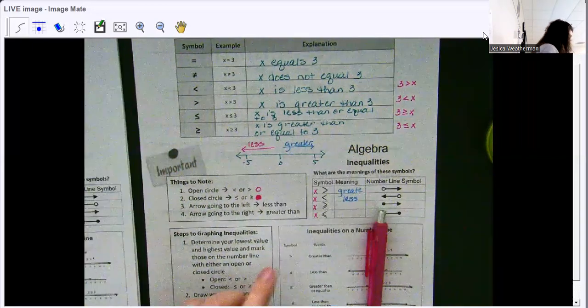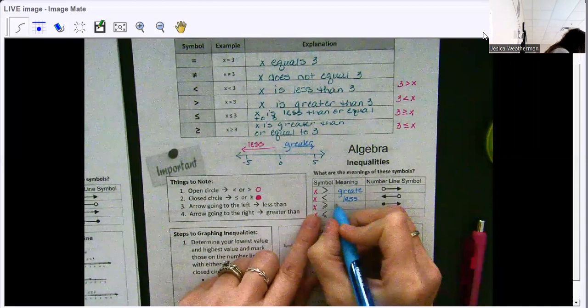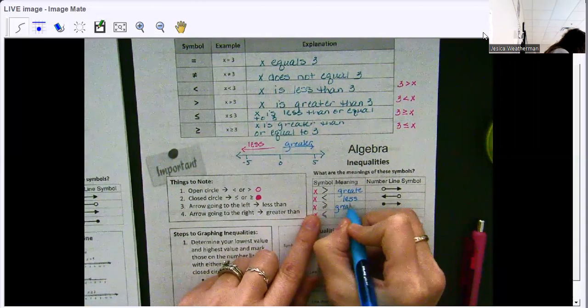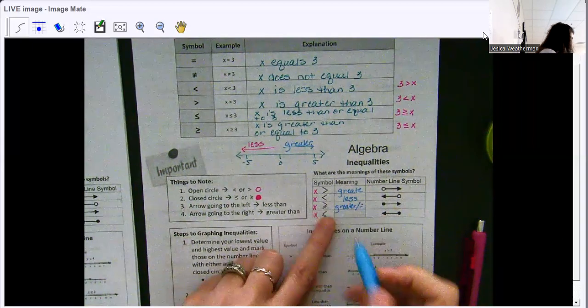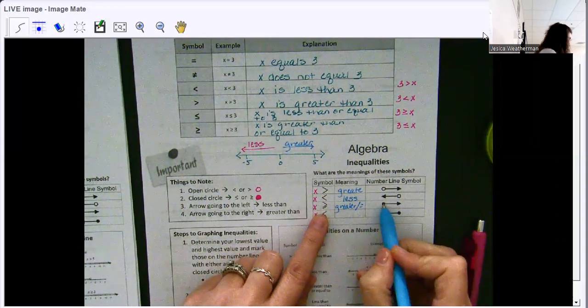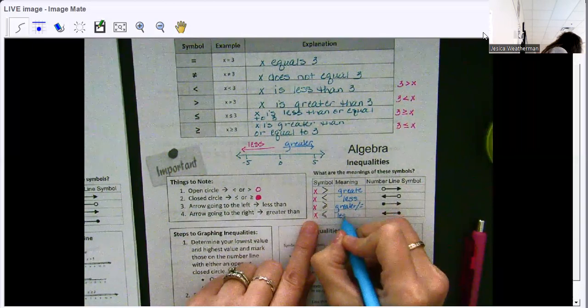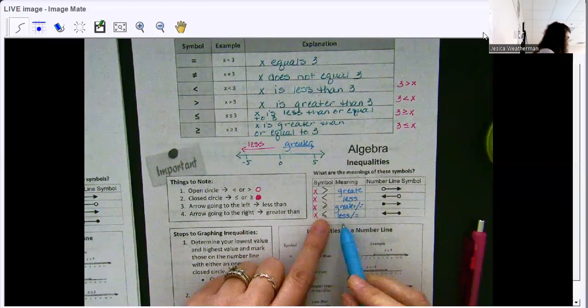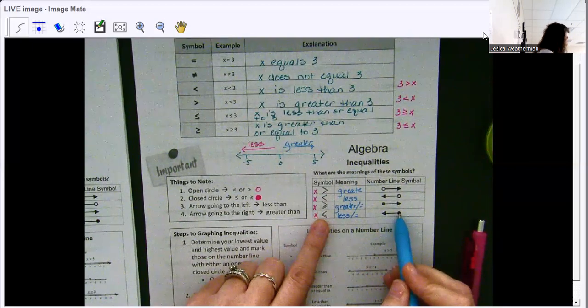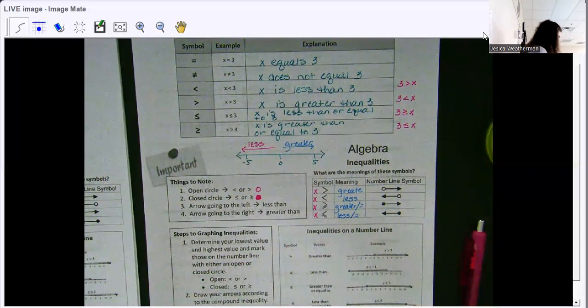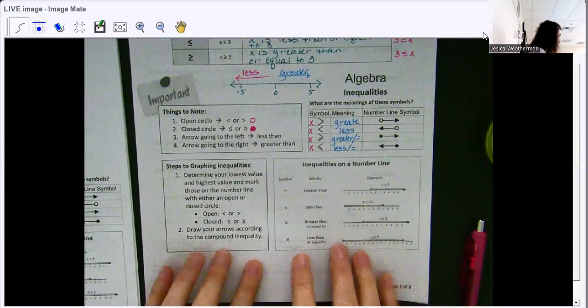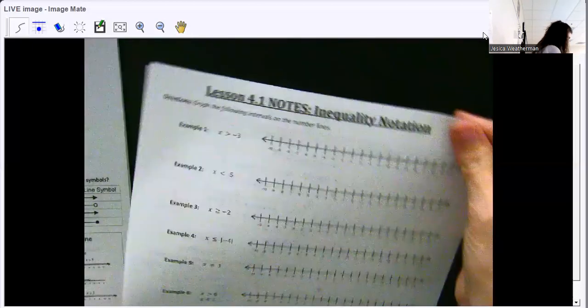Okay. Here we have x is greater than or equal to, right? So because it has that equal sign, I have a closed circle, and because it's greater, it's going to go to the right. Here we have less than or equal to. So it's a closed circle because we have the equal sign, and it's going to go to the left. Okay. So these are just some other examples of what the inequalities will look like. And we're going to go ahead and go to the next page and start graphing some of these.